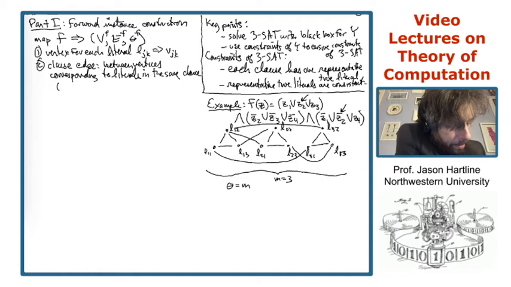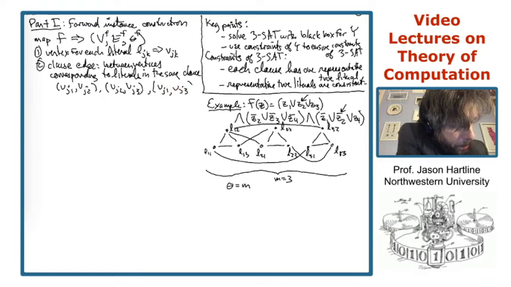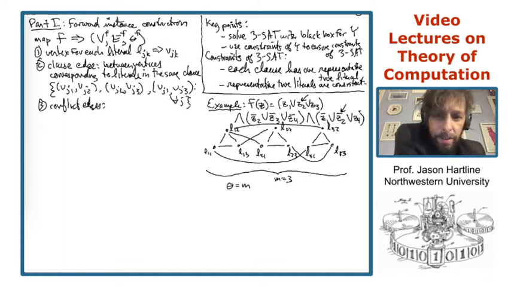Okay, so these are going to look like VJ1, VJ2, VJ2, VJ3, and VJ1, VJ3. Okay, so I'm going to add these for all J. Okay, and three, I'm going to add conflict edges between vertices that correspond to literals that conflict.